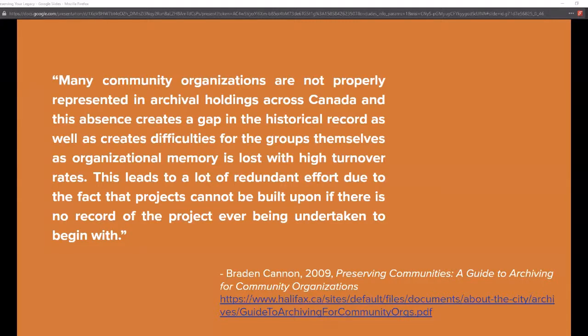This leads to a lot of redundant effort due to the fact that projects cannot be built upon if there is no record of the project ever being undertaken to begin with. So one of the things that archives are great for is not reinventing the wheel and making sure that we don't repeat the mistakes of the past, which, as many of you know from your profit margins and your revenue streams, is really nice because we can't really afford to make mistakes some of the time.